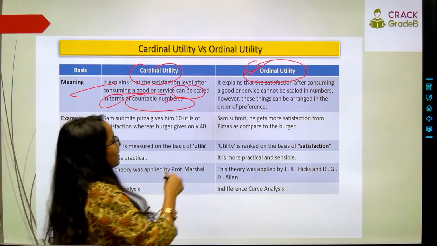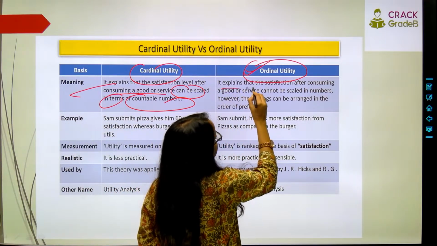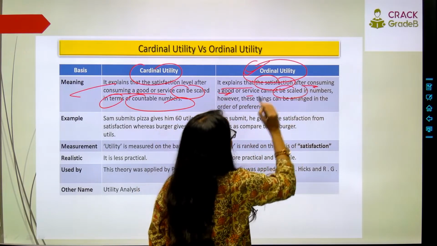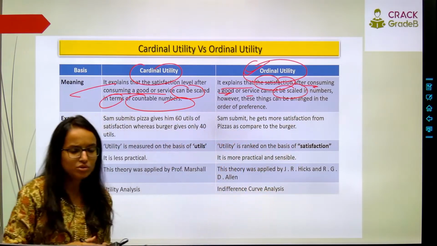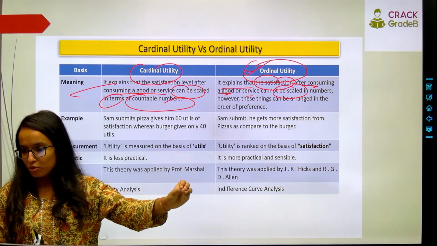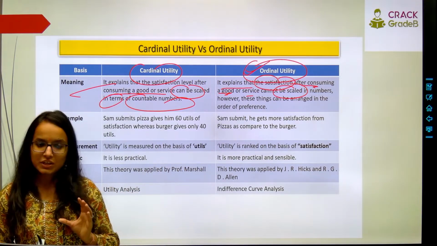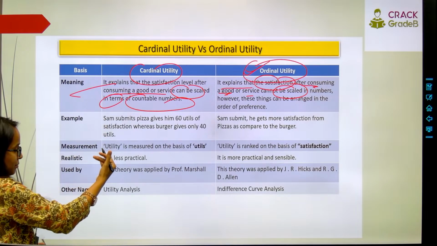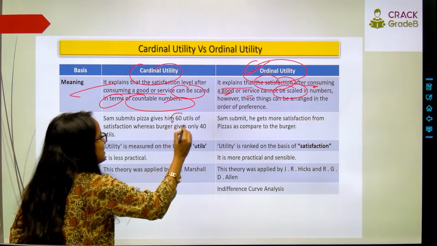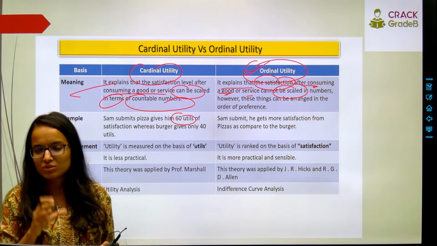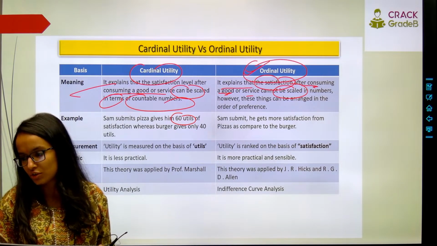So ordinal utility explains satisfaction after consuming a good or service cannot be scaled in numbers, although you can give them preferences: this gives me more satisfaction and this gives me less satisfaction. Example, there is a person Sam, he says that pizza gives him 60 utils of satisfaction. Now can you say that eating one plate of rice gives you this much amount of satisfaction? Yes or no?